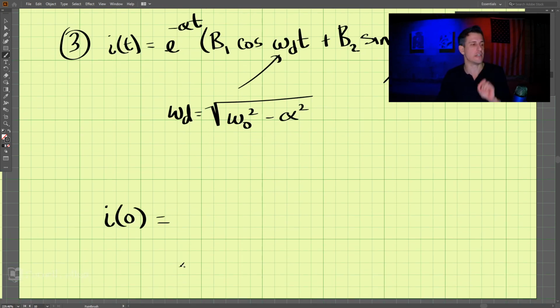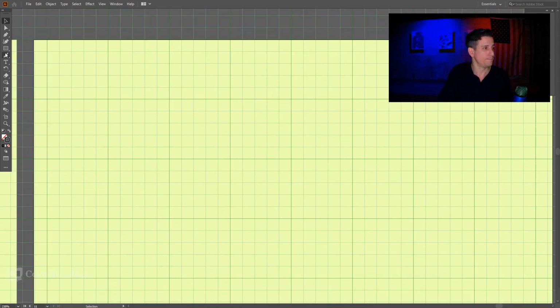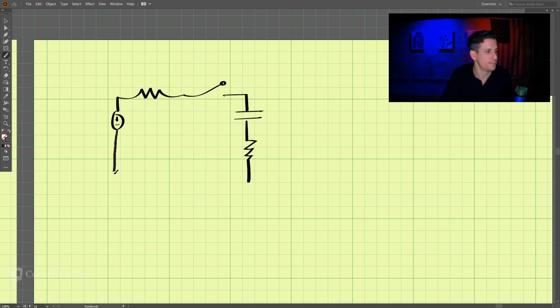So we use the initial conditions to be able to solve these equations. So let's do an example problem where we have a circuit which has a voltage source, a resistor, and a switch. And that is connected to a capacitor, a resistor, and then here we have another resistor, and then we have an inductor.